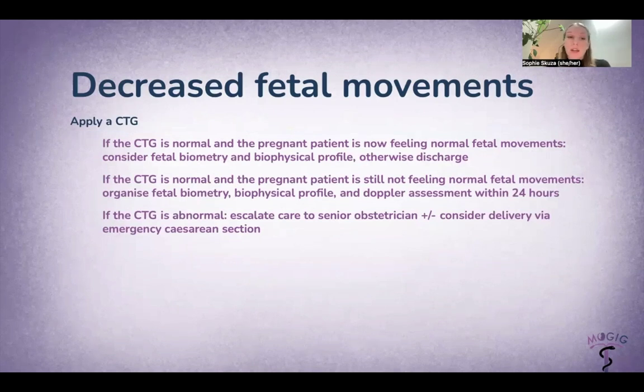After applying a CTG, you can classify it into 3 main outcomes. So firstly, if the CTG is normal and the pregnant patient is now feeling normal fetal movements, you can consider fetal biometry and a biophysical profile, otherwise discharge. If the CTG is normal, but the pregnant patient is still not feeling normal fetal movements, you need to organize fetal biometry, biophysical profile, and Doppler assessment within 24 hours. If the CTG is abnormal, care should be escalated to a senior obstetrician with consideration of delivery via emergency cesarean section.